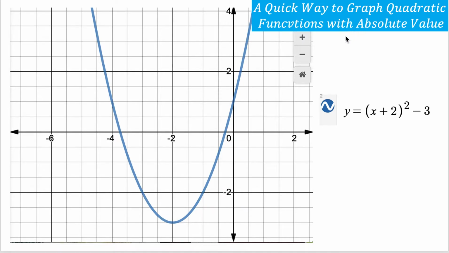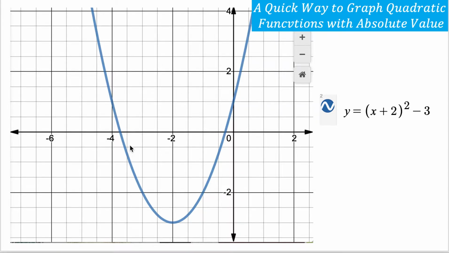Way to graph quadratic functions with absolute value. For instance, if we have a quadratic function in vertex form and we know how to graph it, the graph of the function, whether we graph it with graphing utilities or by hand, is going to be this graph here.